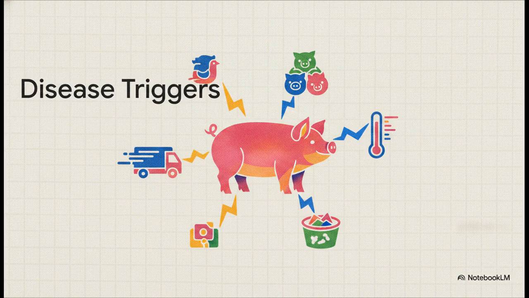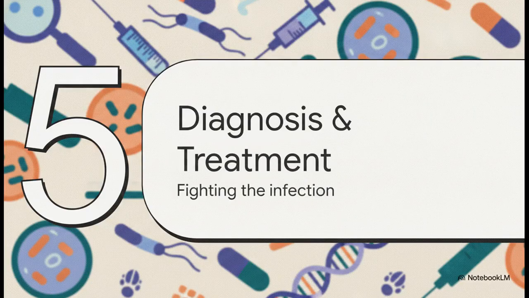When an animal hits that tipping point of stress, their susceptibility changes. It activates that latent infection, and suddenly they're shedding the bacteria in their feces and getting visibly, rapidly sick. That takes us to Section 5, diagnosing and treating infection.